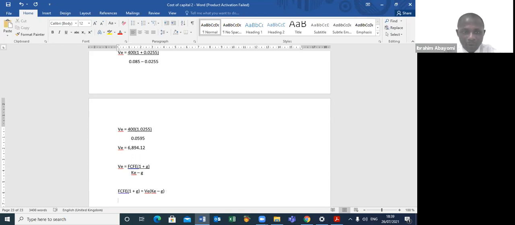So divide both sides by 1 plus growth rate. So I have my free cash flow to equity to be equal to market value of equity into bracket cost of equity minus growth rate, everything over what?